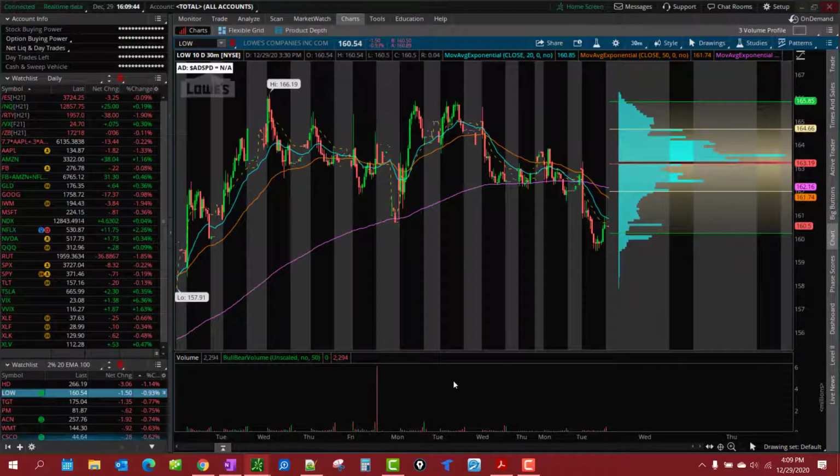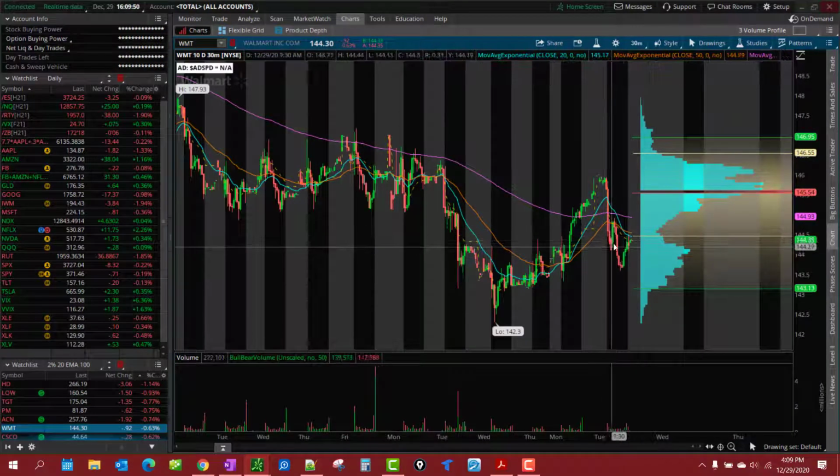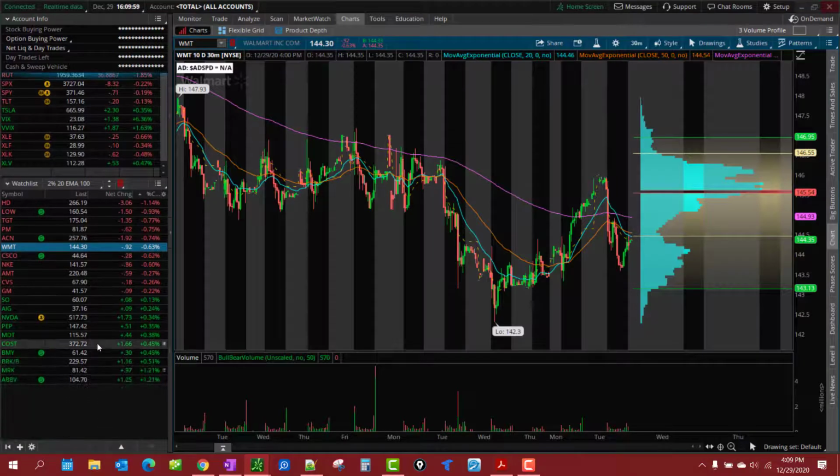Let's look at another. Lowe's. Lowe's, same thing. How about Walmart? Walmart's at a lower extreme. I put a trade on today. Call spreads on Walmart today. So I've already got them. Let's look at some of this on the other side.